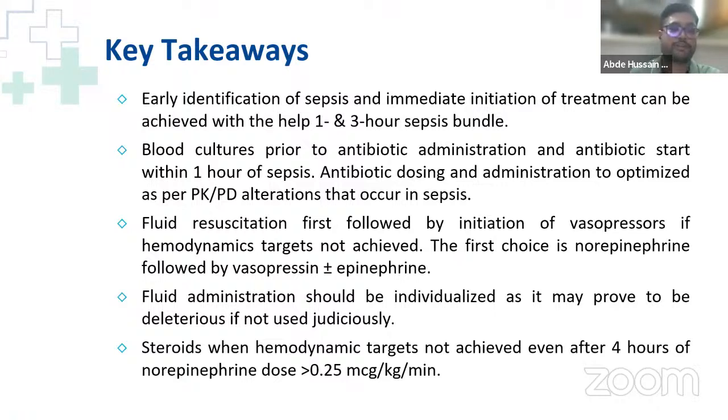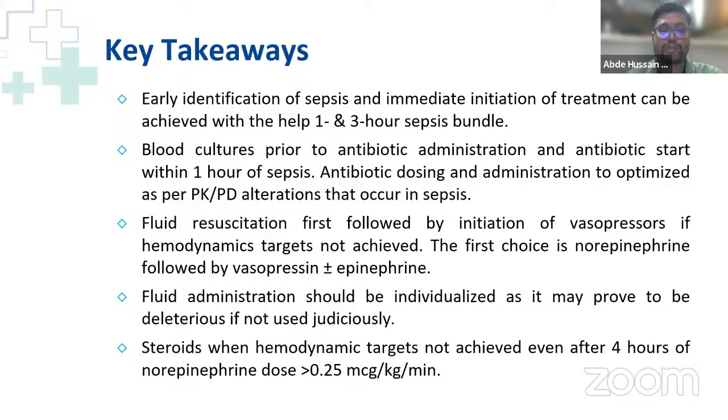So, key takeaways. Early identification of sepsis and immediate initiation of treatment can be achieved with the help of the 1 hour and 3 hour bundle. Blood cultures prior to antibiotic administration, and antibiotic start within 1 hour of sepsis. Antibiotic dosing and administration are to be optimized as per the PK/PD alterations that occur in sepsis. Fluid resuscitation should be followed by the initiation of vasopressors if the hemodynamic targets are not achieved first. The first choice is norepinephrine, followed by vasopressin with or without epinephrine.